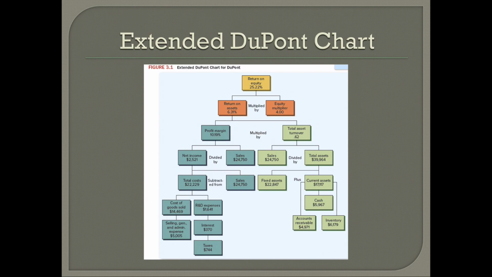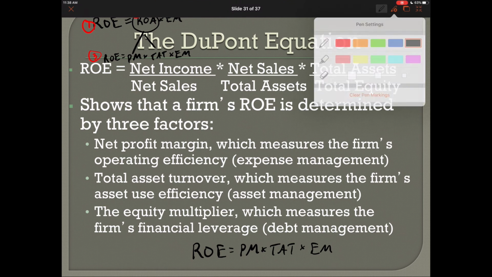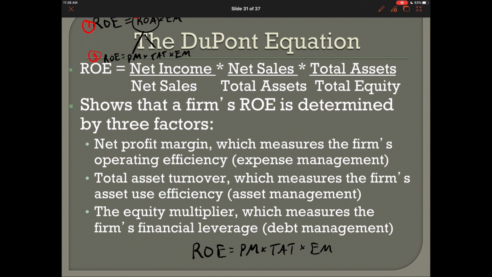But what is nice about the DuPont identity is that you can look at a company's ROE and really break it down and see that the main driver is their expense management, so profit margins, their ability to manage their expenses on their income statement to generate net income, total asset turnover, their ability to generate sales from their asset investment, and then your debt management is the amount of debt in your capital structure. So you're able to look at a company's operations and focus on what the main drivers are. Is it expenses? Is it asset management? Is it debt management? And you can do so by utilizing the DuPont.